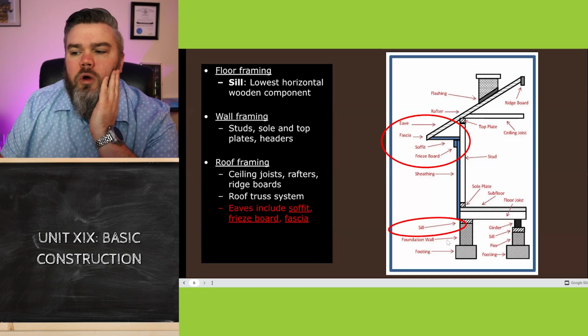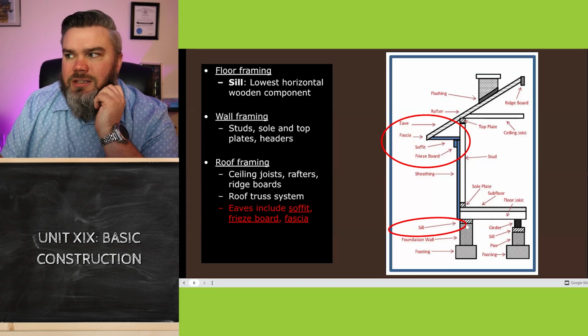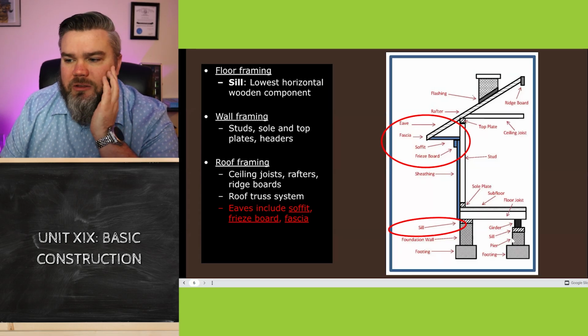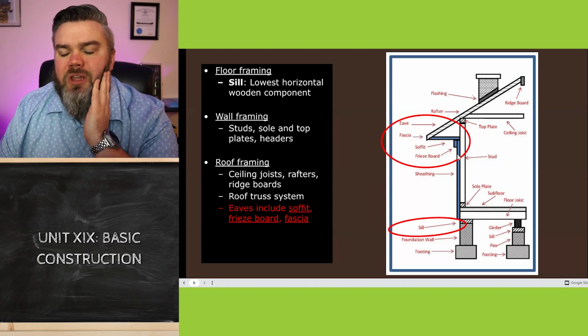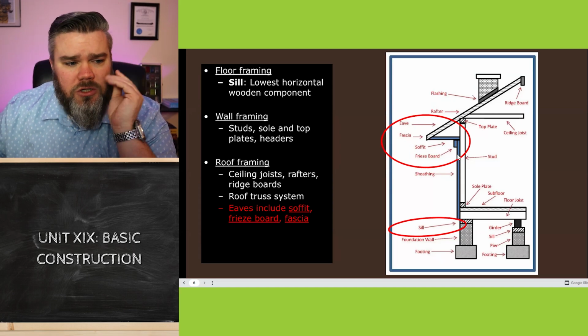And then one other thing that's pretty testable is this word sill. Sill is the lowest horizontal wooden component. It's built right on top of the foundation walls and the piers, and that is what the rest of the house is built up on. So sill, lowest horizontal wooden component.